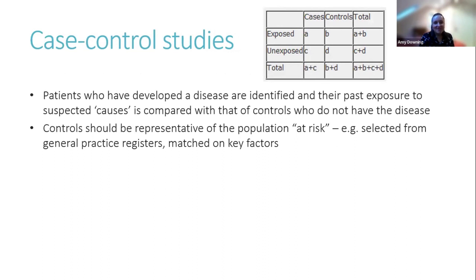The kind of opposite almost to the cohort study is the case control study. This is where you start with people who have developed a disease, and then you look back at their past exposure to suspected causes and compare that with a group of controls who don't have the disease. One of the most complex things here is selecting your controls and getting them to be representative of the population at risk. For example, you might want to take them from general practice registers, and you can match on key factors. So you might match on age and sex to try and make sure that your controls are as representative of your cases as possible.